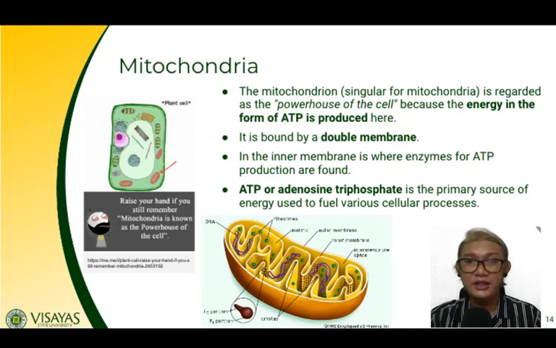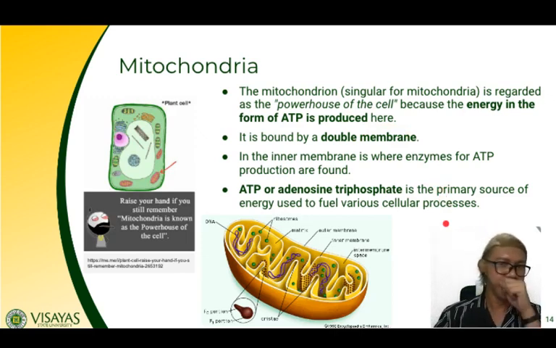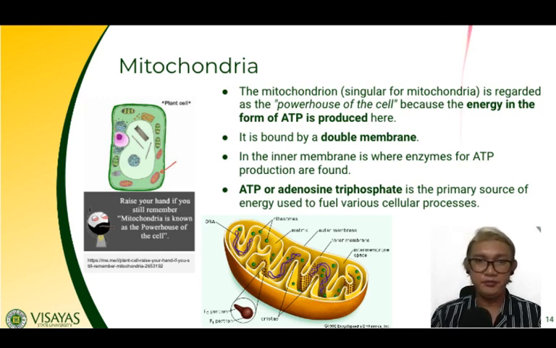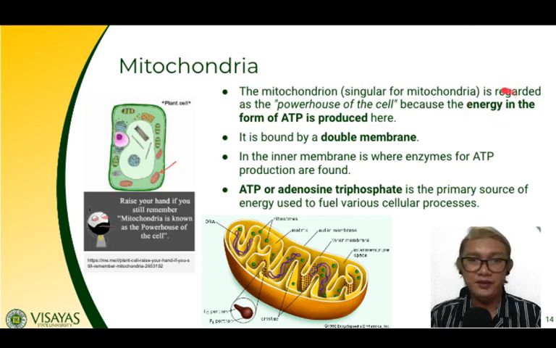The next organelle that you can find in eukaryotic cells are the mitochondria. Singular is mitochondrion. So this is regarded as the powerhouse of the cell, because the mitochondria function for the production of energy in the cell in the form of ATP, or the adenosine triphosphate.